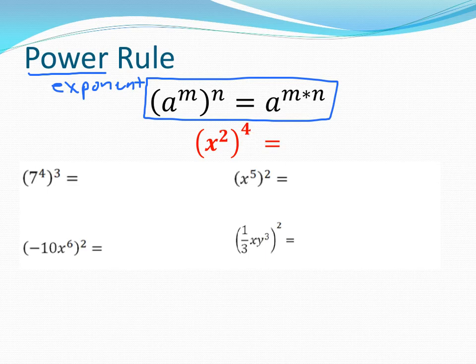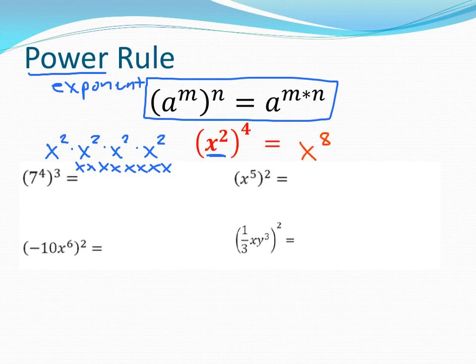Okay, so again, last video we talked about expanding. Let's expand this one. X squared to the 4th power means I'm going to take my base, which is inside the parentheses here, x squared, and to the 4th power means I'm going to take x squared times itself 4 times. Well, let's see what happens. If I expand each of these, that's x times x, x times x, x times x, x times x. How many x's do I have in the end? 1, 2, 3, 4, 5, 6, 7, 8. So as a result, I am going to get x to the 8th power.